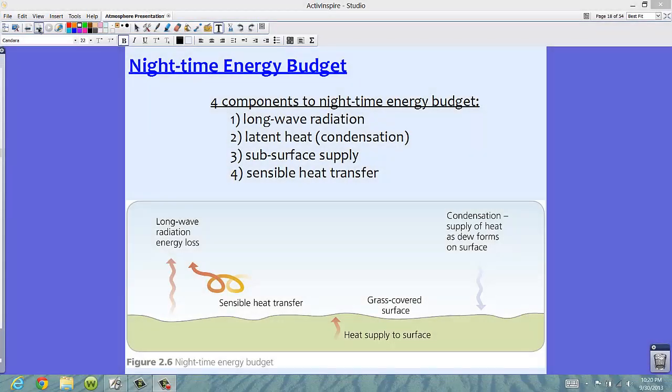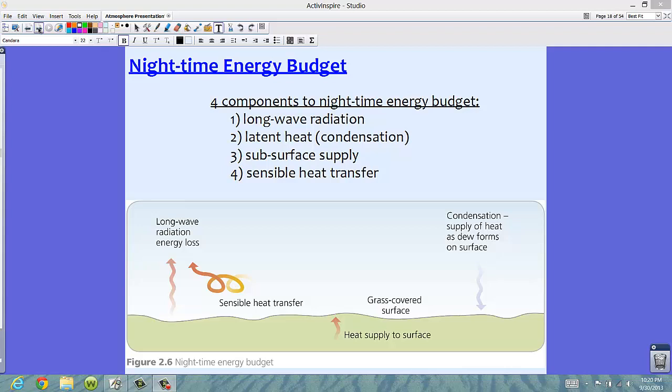budgets. We've already discussed daytime energy budgets and how 6 components make up that. In the nighttime energy budget, however, there's actually only 4 components that make up this particular portion of the energy budget. Now this figure 2.6 is the same figure that you see out of your textbook. So use this or use another one at your leisure.